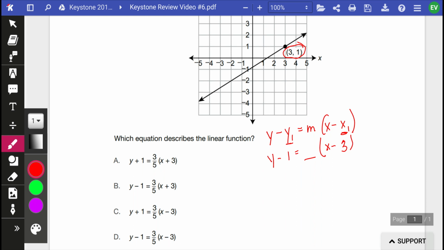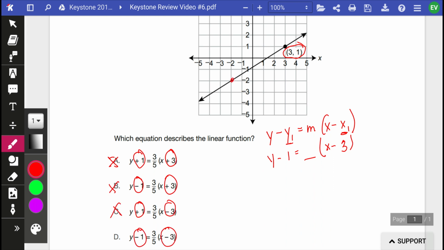From this information, we can look at our choices and maybe eliminate some of that stuff. So A has plus 1 and plus 3. We have minus 1 and minus 3, so that's not right. B is minus 1 plus 3. Again, not right. C has plus 1 and minus 3. That's not right. D has minus 1 and minus 3. So that looks good. Let's just verify our slope.